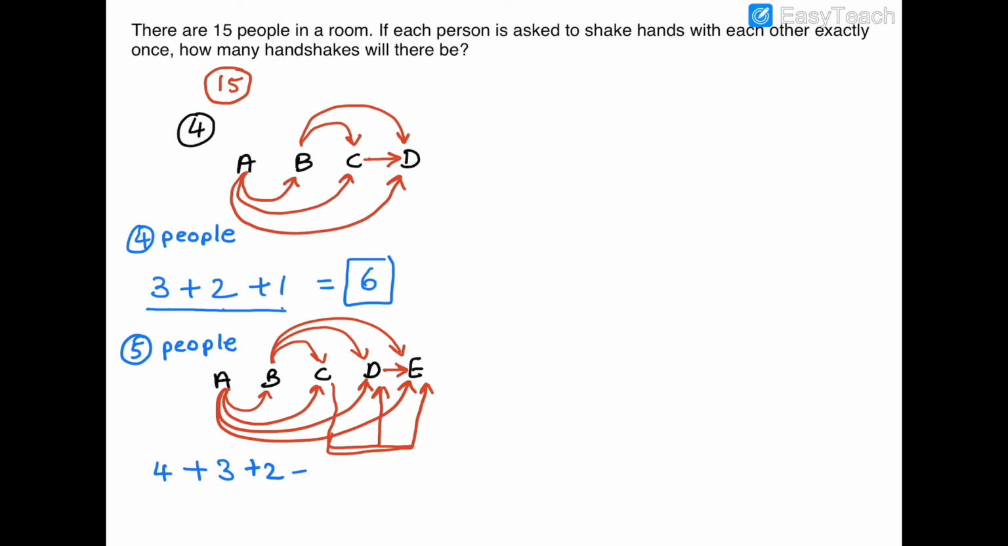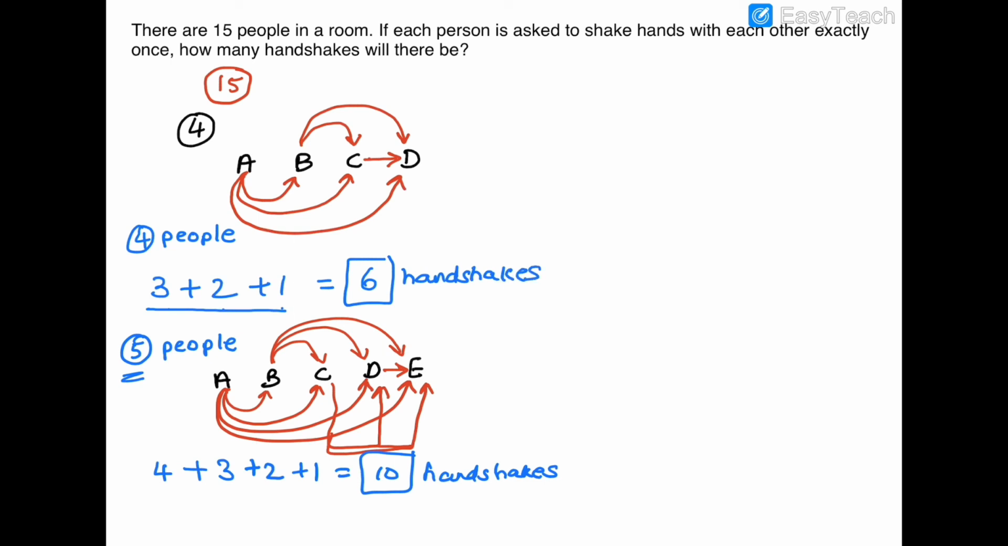So as you can see from the pattern, 4 plus 3 plus 2 plus 1, that's going to be 7 plus 3, which is 10. For 5 people, we see that we need to sum up all the way from 4, 3, 2, and 1, and that sums up to 10 handshakes. You see the pattern, 6 handshakes.